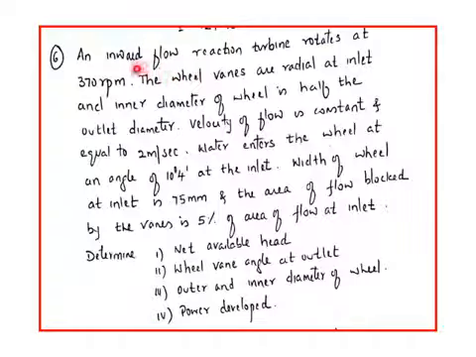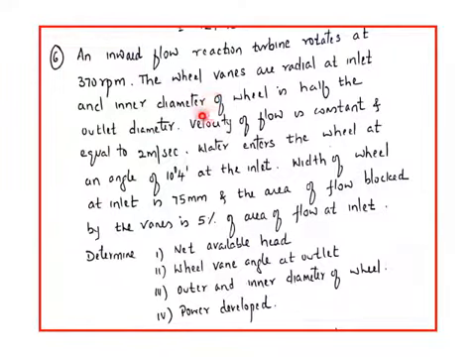This is the last problem, for the inward reaction flow turbine, which rotates at 370 rpm. So N is 370 rpm. Wheel vanes are radial at inlet. So this is again a specific problem where theta is equal to 90 degrees. The inner diameter of the wheel, that is at the outlet, is half of the outlet diameter.